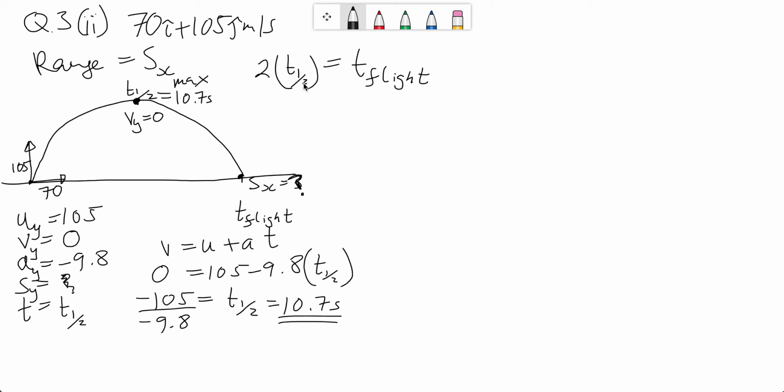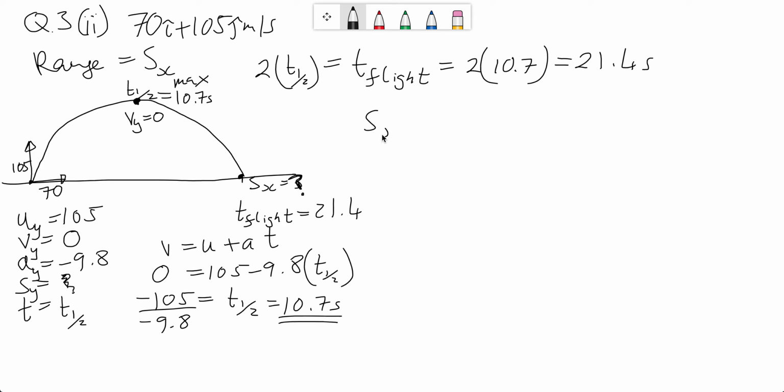So as we said, twice the time to get halfway equals the time of flight. So this obviously equals 2 times 10.7 equals 21.4. So 21.4 seconds is the time of flight. That's this time here. 21.4 is the time it'll take to get to here.